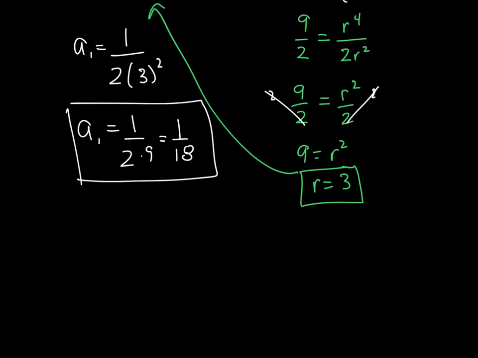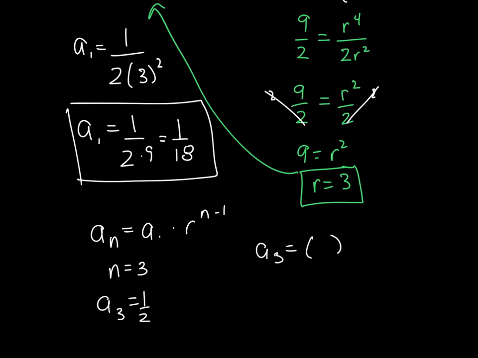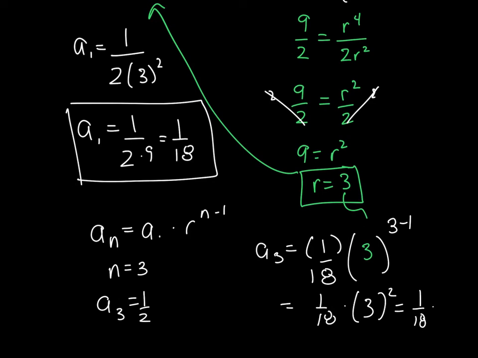So the explicit formula is a sub n is equal to a1 times r to the n minus 1. We're going to do this when n is equal to 3, because that was the first term that we had, and we know that a3 should equal 1/2. So a3 should equal a1, which is 1 over 18, times r to the 3 minus 1 power. r is 3, so that gives me 3 squared: 1 over 18 times 9, which is definitely equal to my 1/2. So I know everything works.